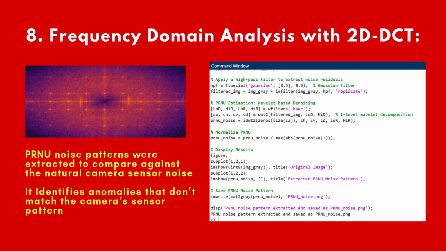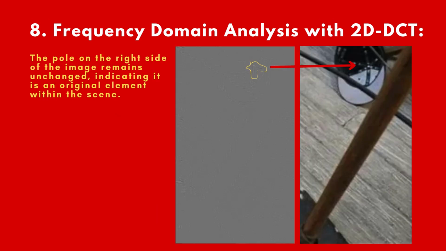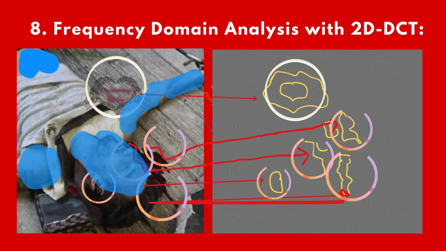Now we are stepping into PRNU noise analysis. PRNU noise patterns were extracted to compare against the natural camera sensor noise. It identifies anomalies that don't match the camera's sensor pattern. The PRNU pattern is an intrinsic property of the camera sensor and should be uniform across the entire image. If certain areas lack PRNU or show inconsistencies, it indicates potential manipulation or editing. In this image under analysis, the pole on the right side of the image remains unchanged, indicating it is an original element within the scene.